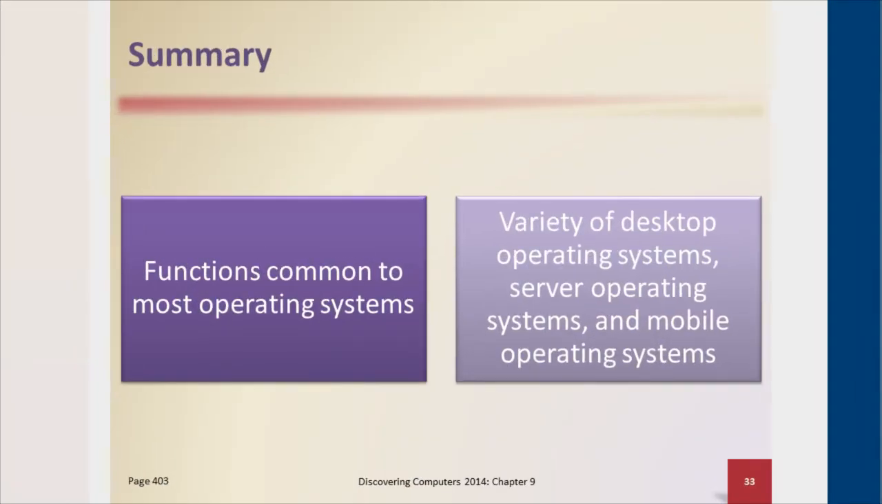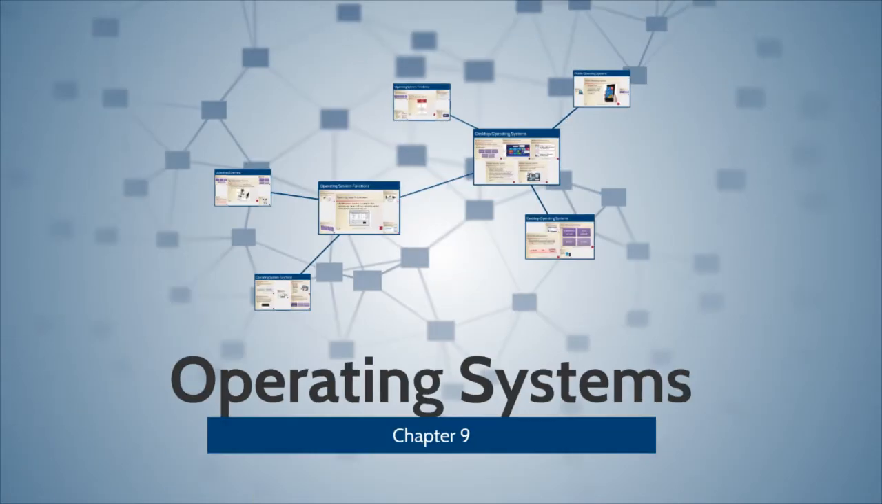So in this chapter, we talked about some of the common functions to most operating systems. Most operating systems are going to give you a lot of the same functionality. They may call it something different from one device to the next, or from one OS to the next, but in most cases, the same kind of functionality is going to be available on the different operating systems. We also talked about some of the different types of desktop operating systems, server operating systems, and mobile operating systems, and what some of the different options were within those categories. So that is that chapter in a nutshell.